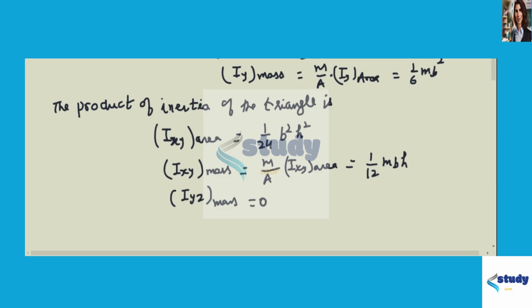Thus the angular momentum about A we can write as minus 1 by 12 m b h omega i cap plus 1 by 6 m b square omega j cap. Say equation 1.